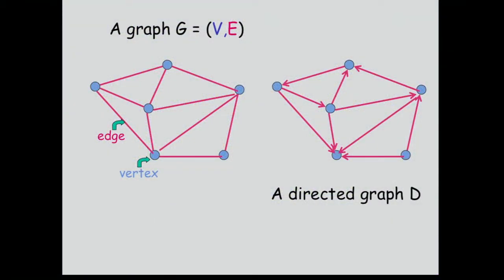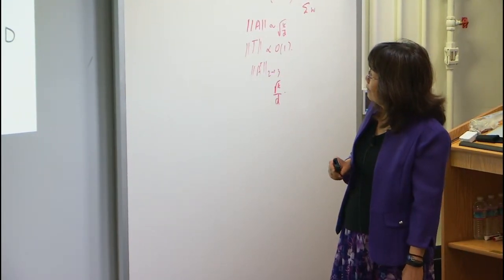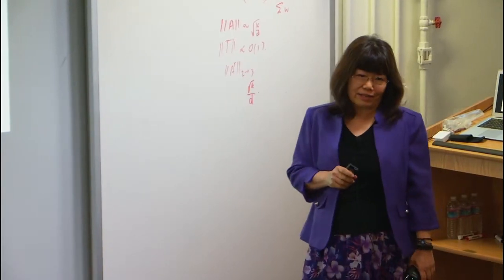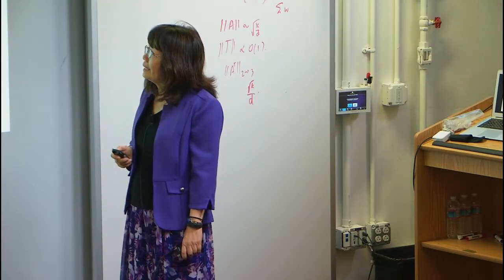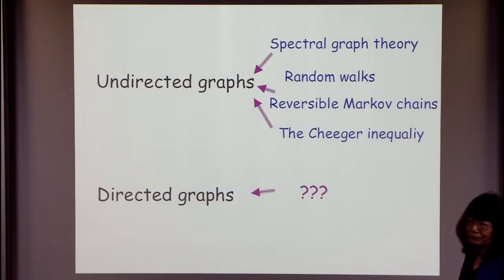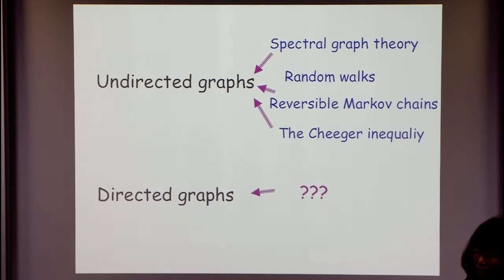Okay, so we know we can have the more general situation with directions on edges. And for directed graphs, as you see, that's quite different from undirected ones. The matrix involved is not symmetric. Eigenvalues are not real. So for the undirected case, we have tools from spectral graph theory.